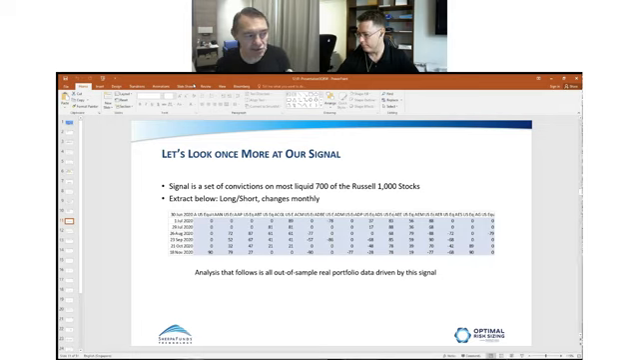I don't even know what ACGL is actually. And there's a minus 78 on ADB, which is Adobe. And you can see that every month the signal changes. Some stocks stay long, some go from long to short, some go to zero, which means there's no signal.